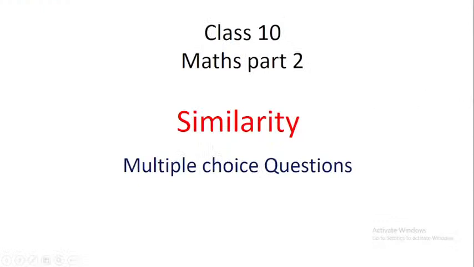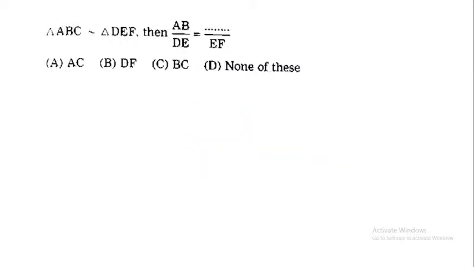In this live session, we are going to solve some problems based on the topic similarity from Maths Part 2 Class 10. Those questions are multiple choice questions. That means a question is there and 4 options are there. We have to choose the correct alternative. So let's have the first question.